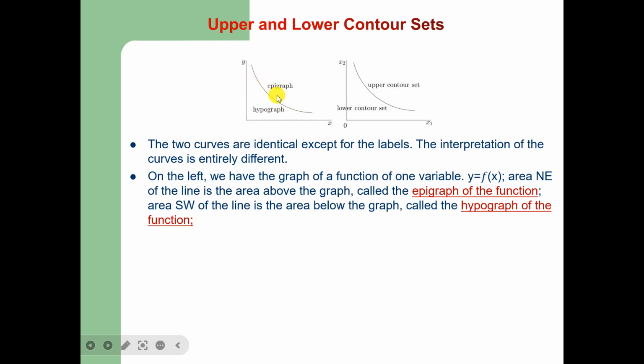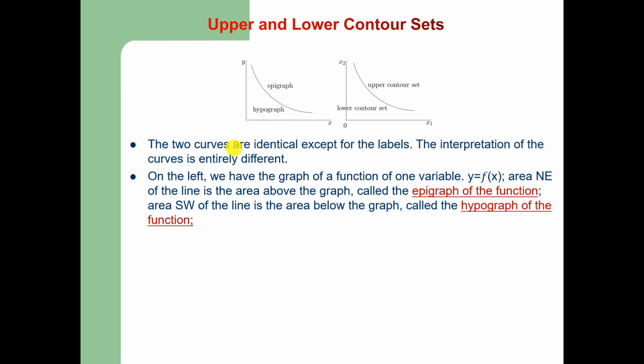In this figure, this area in the northeast of the line is the area above the graph, and that is called the epigraph of the function. Whereas the area in the southwest of the line is the area below the graph, and that is known as the hypograph of the function.